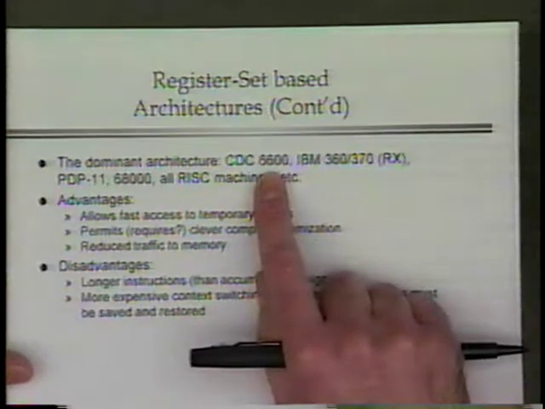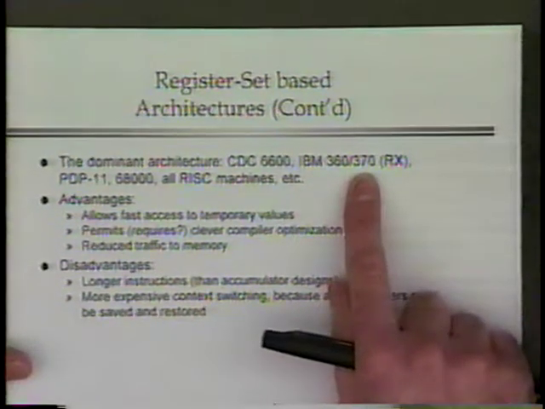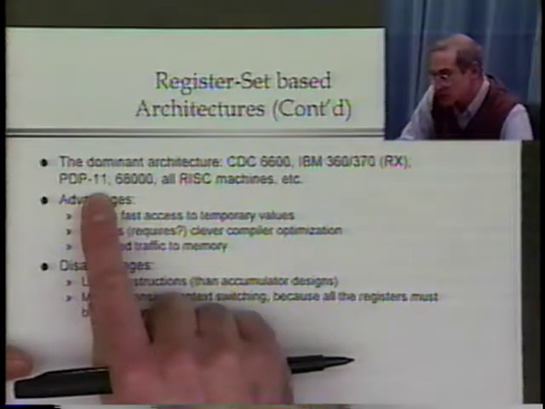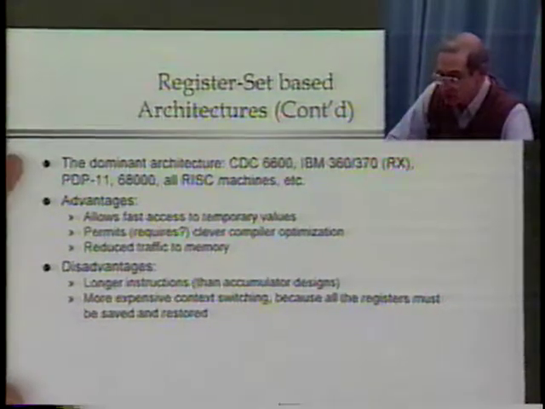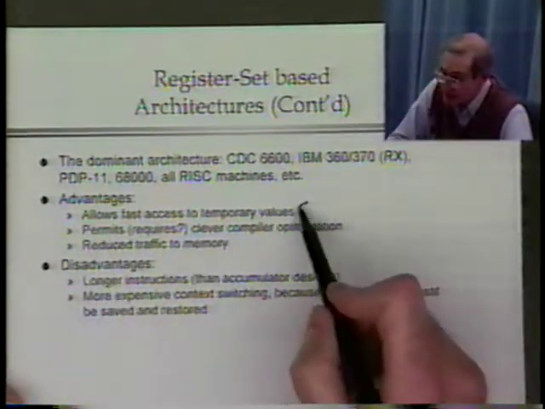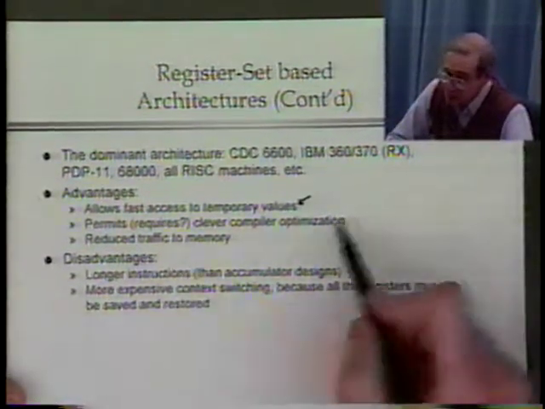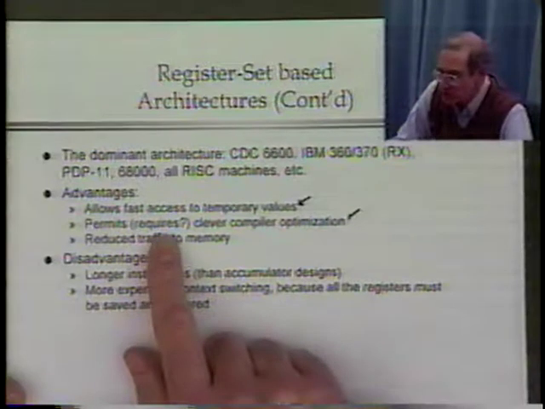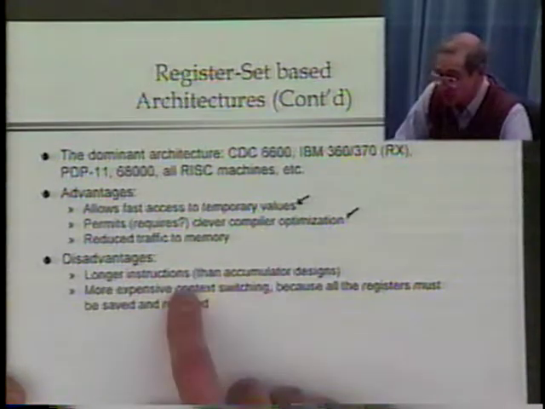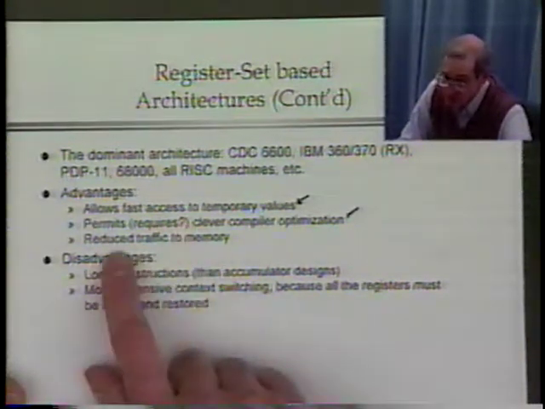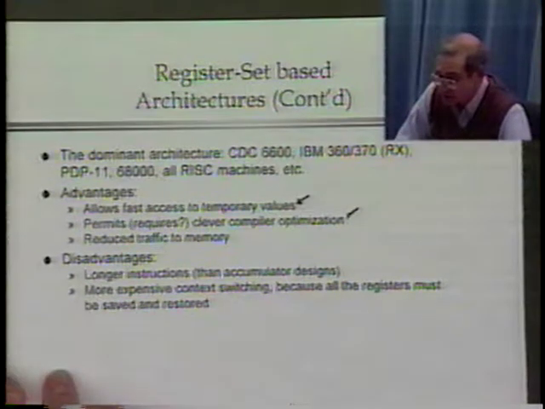As I said, register-based architectures are the thing these days. It's the dominant architecture from everything going back to the 60s with the arguably first RISC machine, the CDC 6600, the IBM 360, which was certainly the most popular mainframe machine, PDP-11, one of the best mini-computers, 68,000, and all current RISC machines. The advantages, we've mentioned some of this before, it allows fast access to temporary variables. It permits, some people would argue requires, compilers to be clever and do clever optimizations to manage this cache of recently used values. And because there is a cache, as in all caches, it reduces the traffic to main memory.